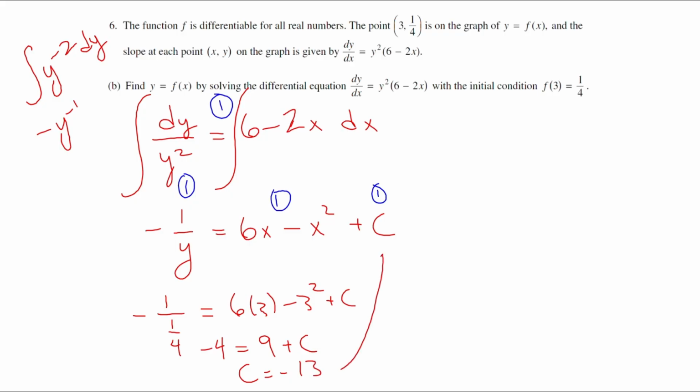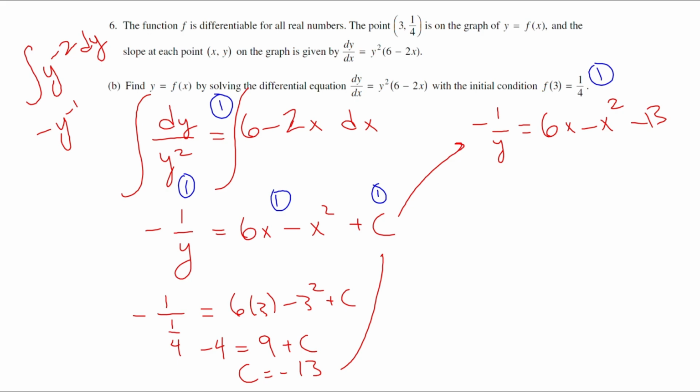And we'll plug that in here, giving us negative 1 over y is equal to 6x minus x squared minus 13. And you get another point for just doing that, for finding the c and plugging it in. And you'll get a 6th point for correctly solving for y.